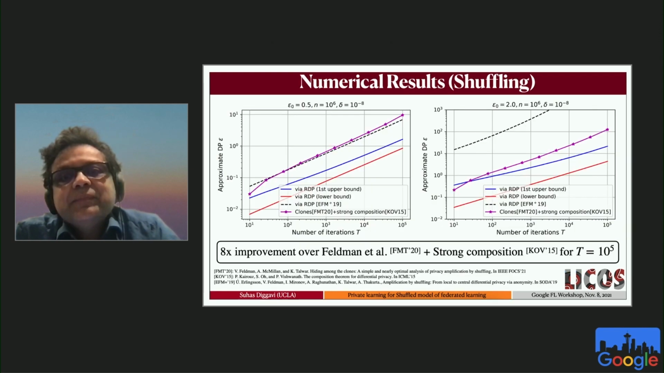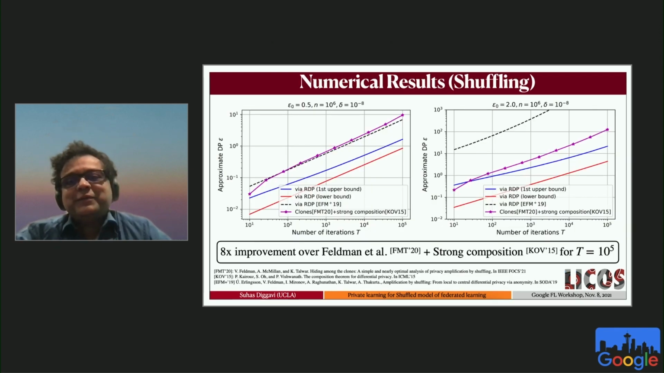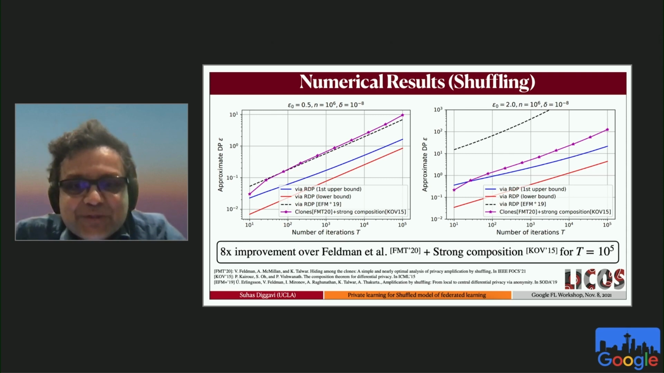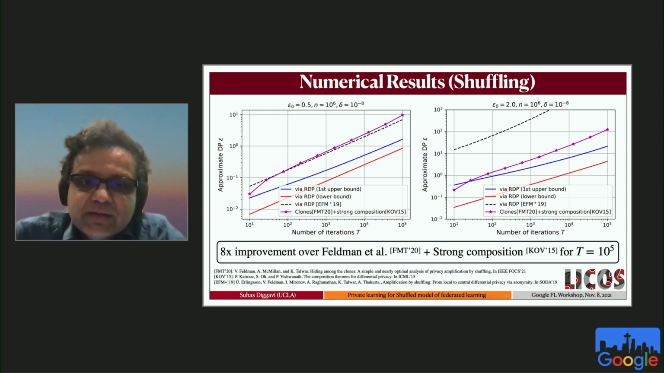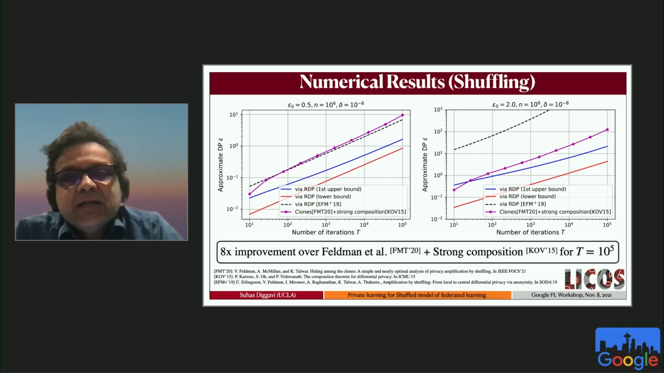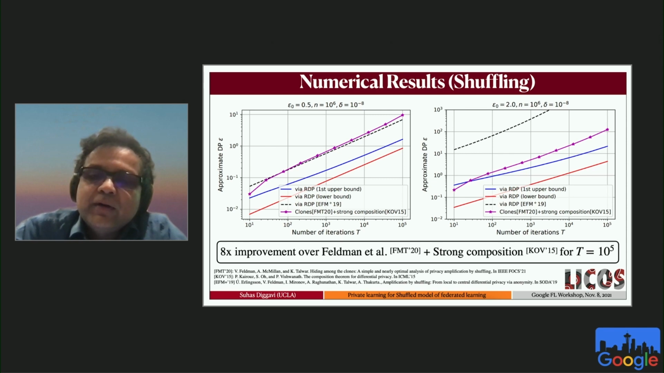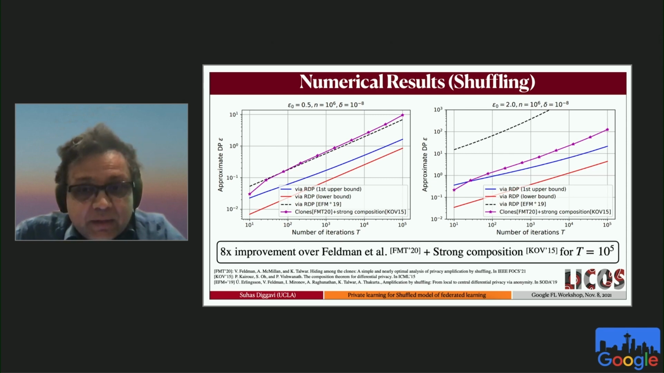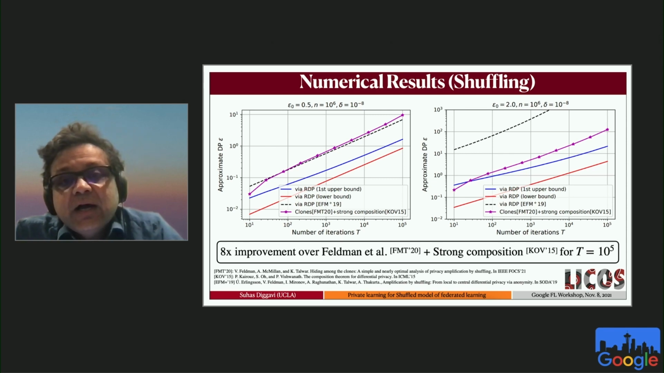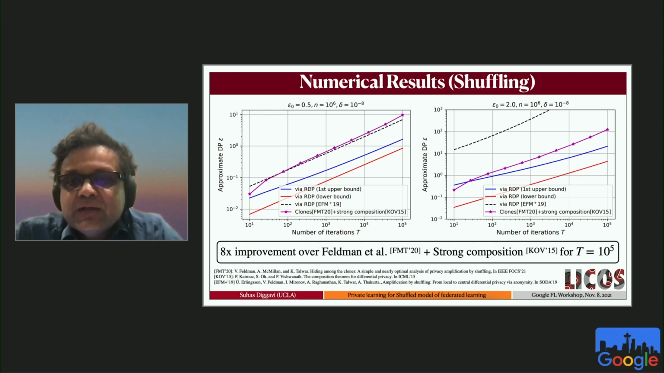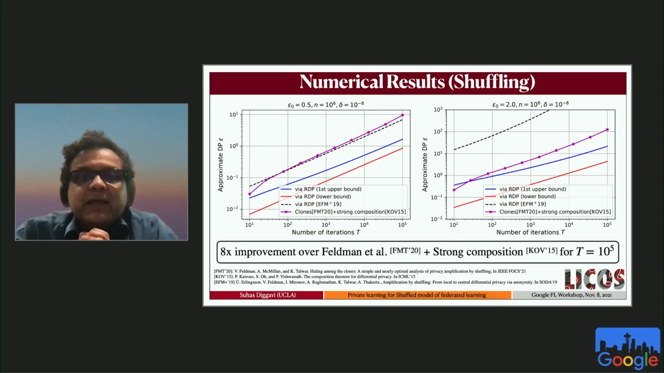Next slide, please. So given all the work, one of the questions one would ask is, what is the advantage of doing this? One can show that we can get significant advantage, a factor of 8 or more, over the state of the art at the time we published this work, when we do strong composition. Essentially, this enables a stronger result in terms of privacy. Next slide, please.